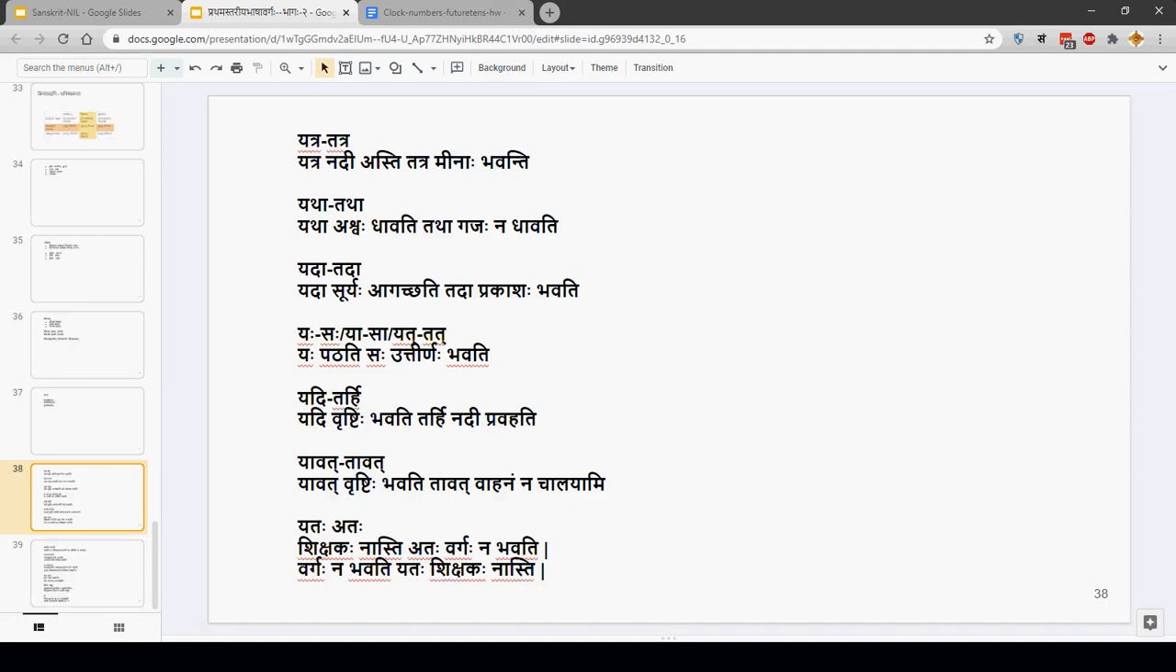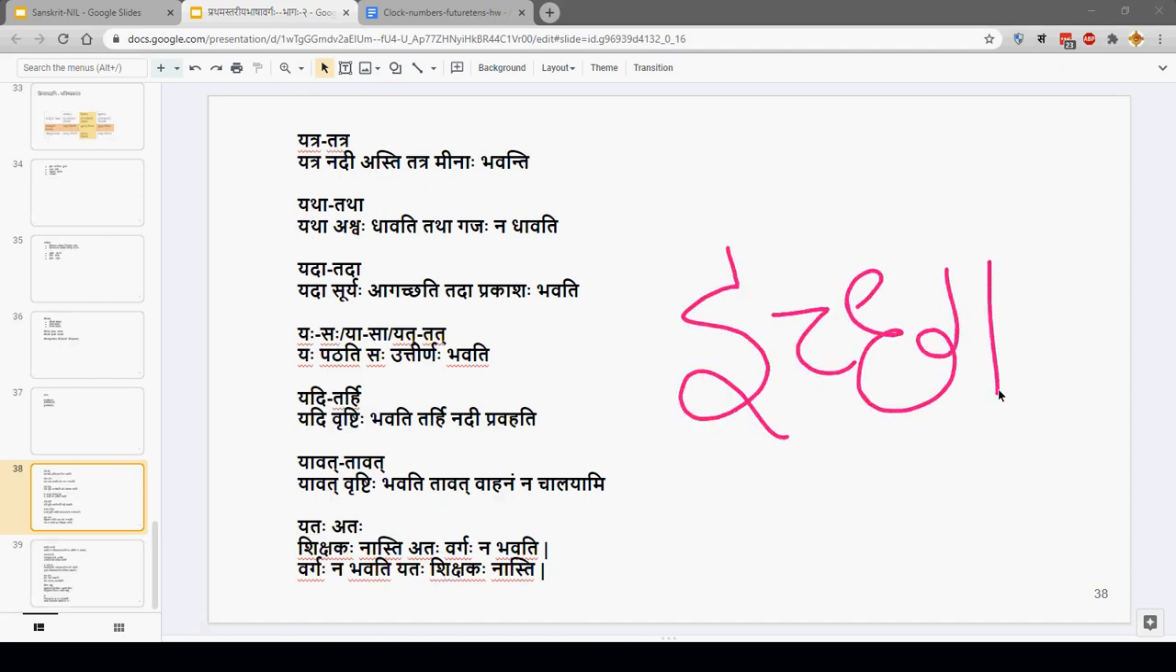Yatra nadi asti tatra meenaha bhavanti. Where there is a river, there are fish. So yatra, there is a wish, there is a will, there is a way. To say that, how do you say? What is wish? We can say ichha. Ichha for wish or will. Yatra ichha asti tatra way or road or path.